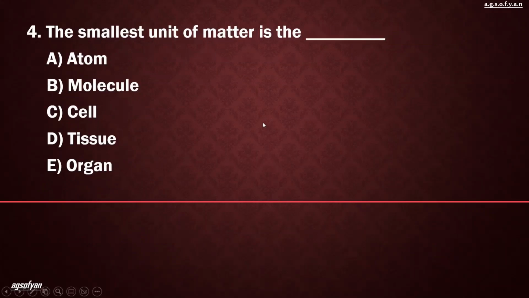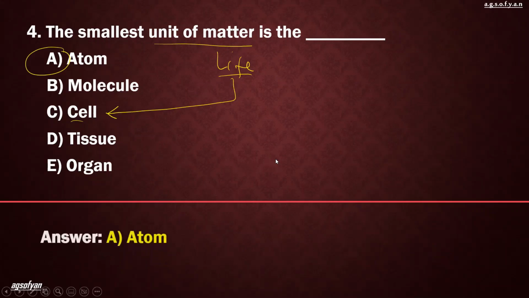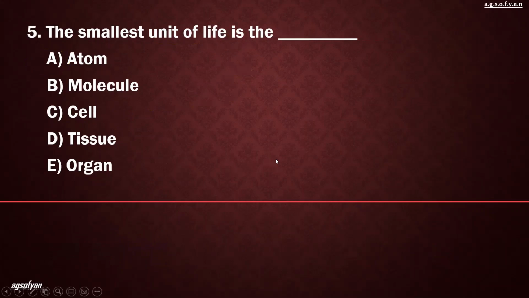Next, the smallest unit of matter. I just mentioned that before. Smallest unit of matter is the atom. How about smallest unit of life? Cell. Or molecule. Okay, if the question is asking you what is the smallest unit of life, it will be the cell. But if it is smallest unit of matter, it will be the atom. That's the question: the smallest unit of life is... Okay, you have the answer to the question too. Okay, next.